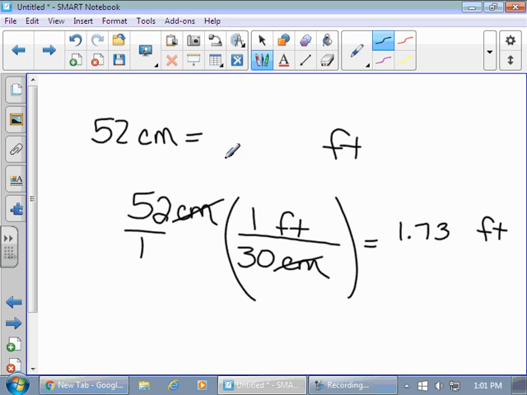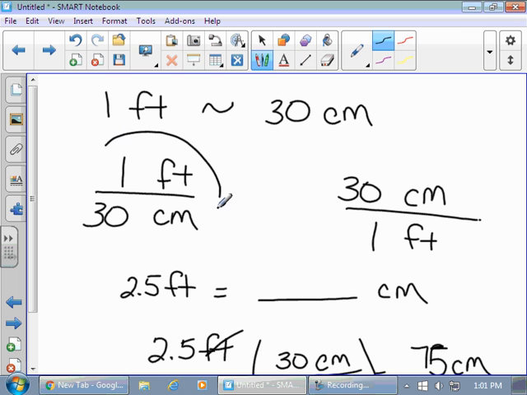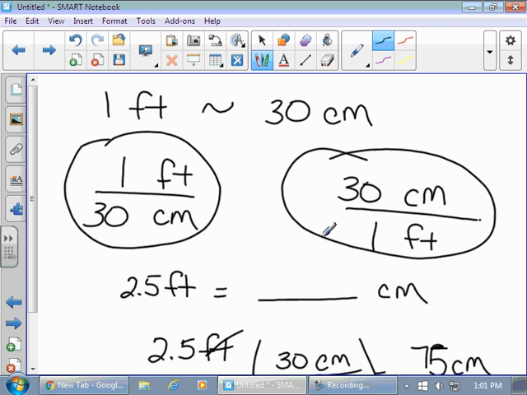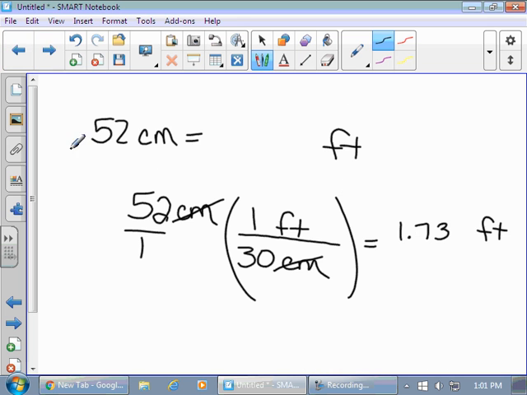Where did I get 1? Which one? This one? Or this one? Put it on my customary sheet right here. When I look at 1 foot, that's approximately how many centimeters? Okay, and if you remember, we wrote that fraction in 2 different ways. We wrote it this way, and we wrote it this way. Now, it depends on what we have, on which one we're going to use. Well, they gave me 52. And I can make any whole number a fraction by putting it over 1. So see, we're still using some of that knowledge from our fractions, okay? So now at this point, I'm just going to multiply and divide.